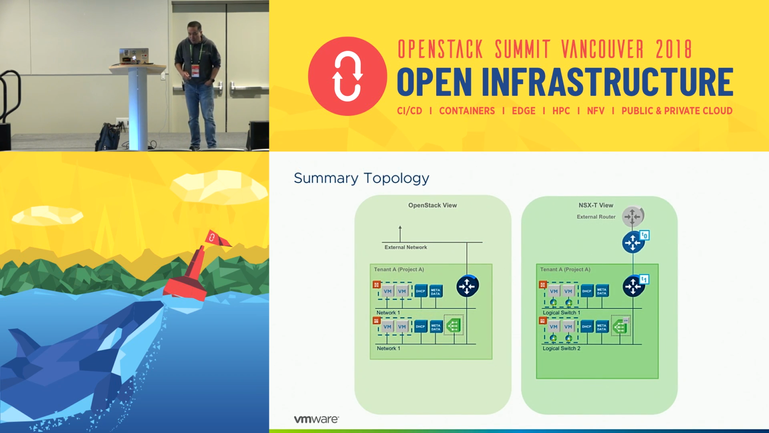Okay, so this is a summary of the various topologies. Again, a tricky thing here is that if you have tier one and tier zero routers, in Neutron they're going to look like a single router. But in NSX, just remember that we have a two-tier routing topology.